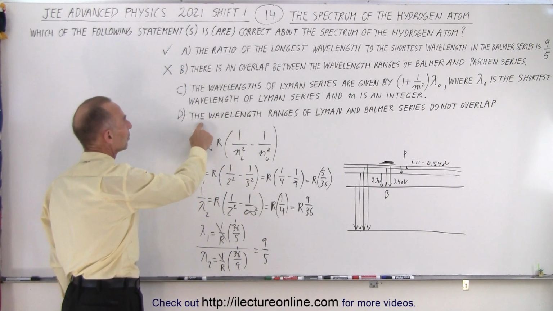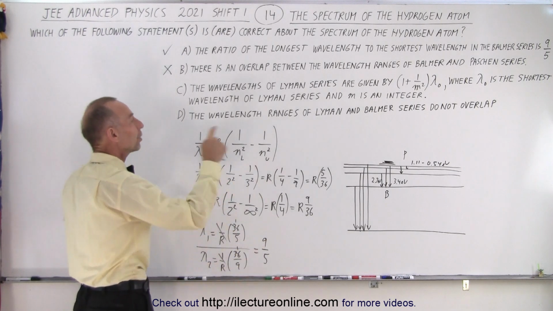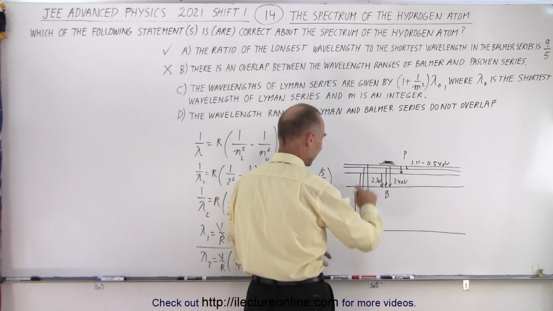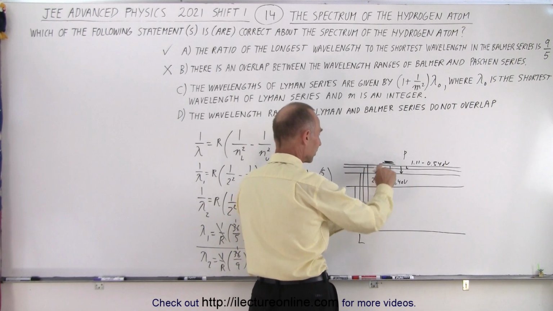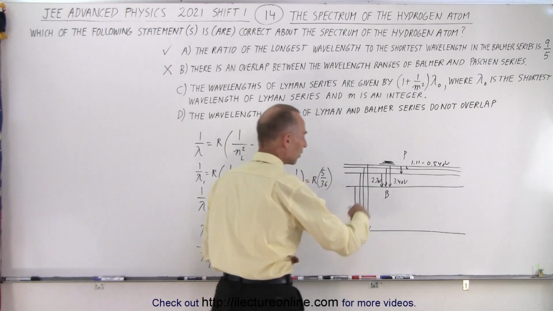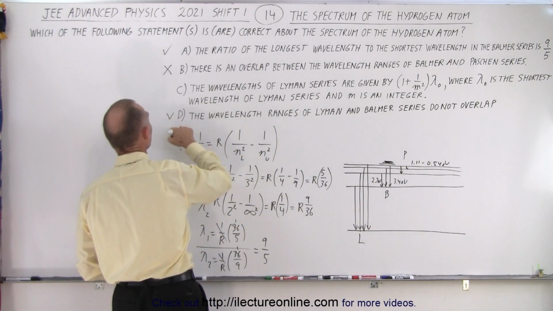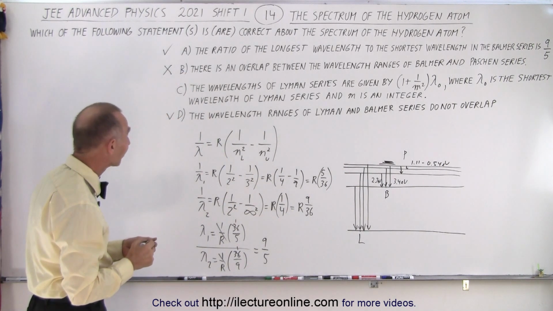And then if we go back to D, it says the wavelength ranges of the Lyman and Balmer series do not overlap. So we look at the Lyman series versus the Balmer series, and again the smallest energy difference is way bigger than the largest energy difference here. So we know that they do not overlap, so that makes this a correct statement, when this was a wrong statement. And all we have to do now is look at C.